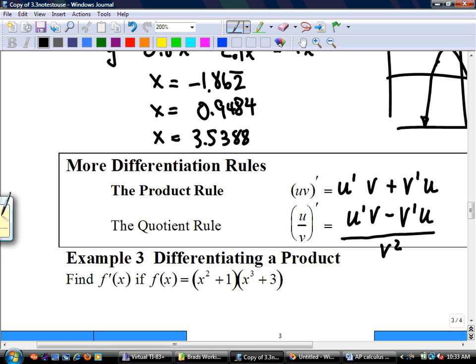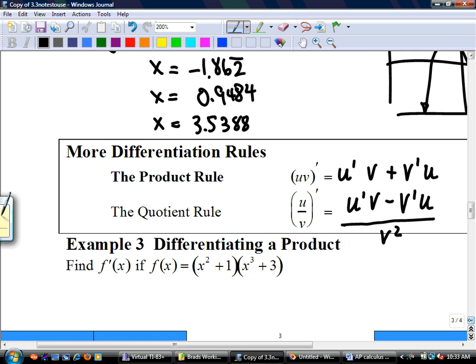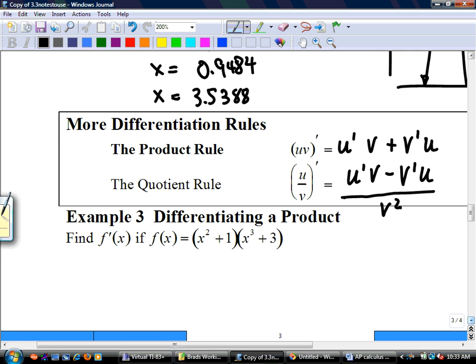Yeah, actually I let kids prove those as bonus marks. Okay, differentiating a product. So I have two functions. I'm going to say u is x squared plus 1. And I'm going to say v is x cubed plus 3. So I want you to tell me what u prime is, and I want you to tell me what v prime is.